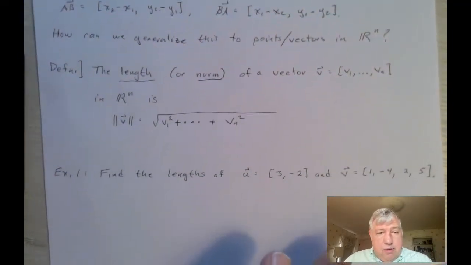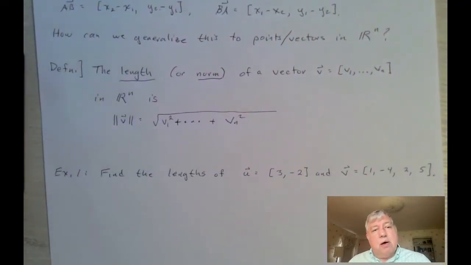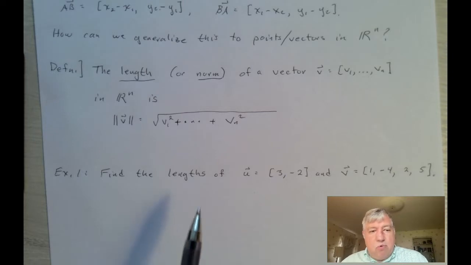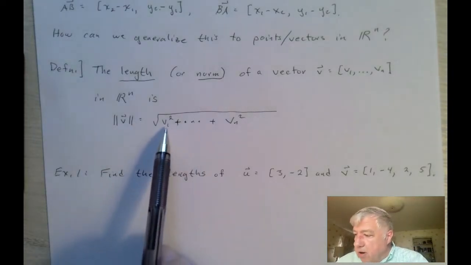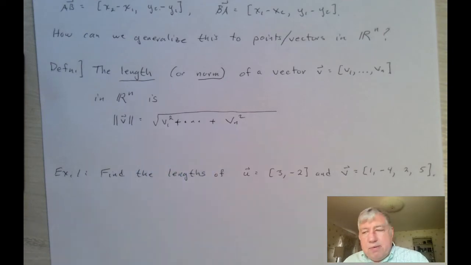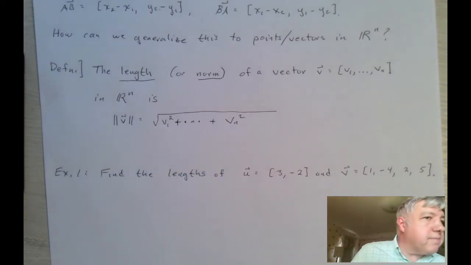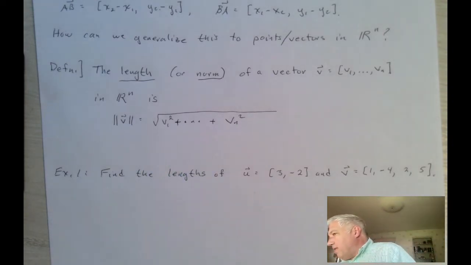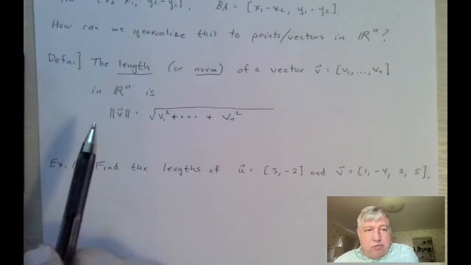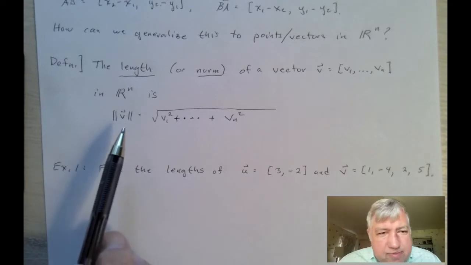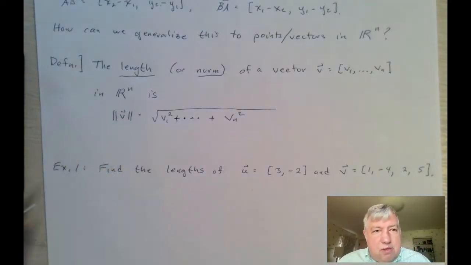We're just going to add up all the squares and take the square root. Obviously, we don't have to worry about taking the square root of a negative number, because all of these squares are going to be non-negative, right? Now let's look at some examples. And notice we have this double absolute value sign to denote the length.